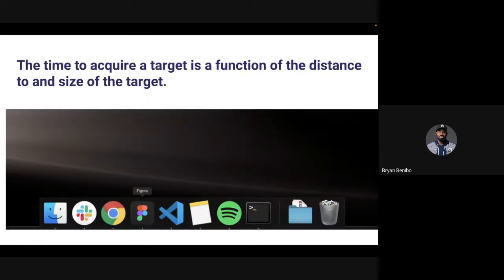This is interesting. The time to acquire, I think this is Fitts's law. The time to acquire a target is a function of the distance to and size of the target. If you're a MacBook user or a Windows user, you notice that the apps on your desktop, the most important ones, sometimes you create a dock where these apps stay, right? It is important that they are big enough for the touch. So I think this law emphasizes mobile more, right?